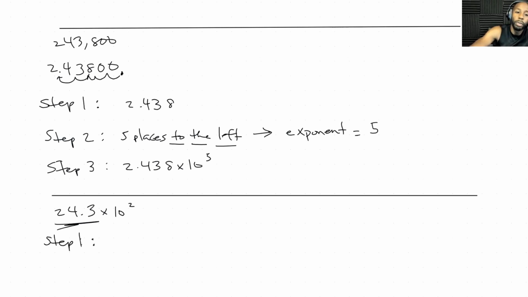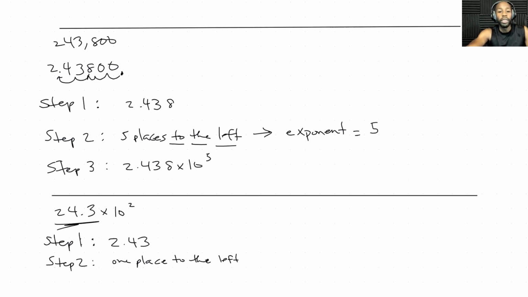Step one is we need to move the decimal between the first two numbers. So that's going to be 2.43. Step two, how many places did we move the decimal? We moved it one place to the right. I mean to the left. So that means our exponent, so we already have a power on here, we're going to add a +1. So remember, it's positive. So that means that we need to add one because we're moving it one more place to the left.